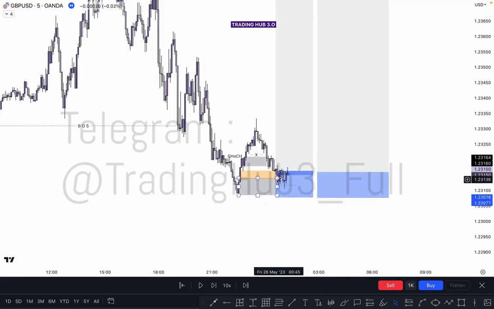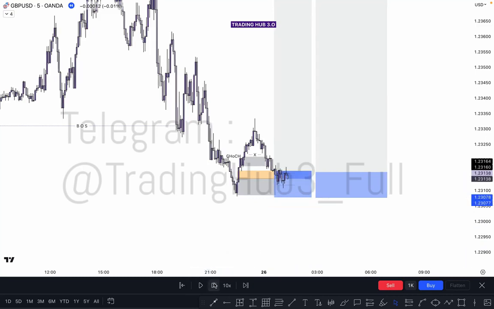And it is not a good idea to put the stop loss just below the order block, above the order block, right? So you have to put your stop loss on the safer side. So let's see what happened.